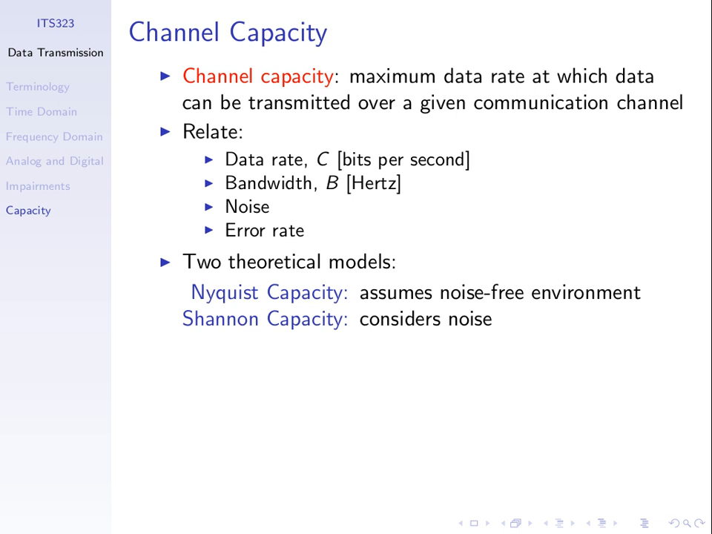So we're going to go through two theoretical models that relate these factors together. They've been developed by different people. Nyquist did some of the original work, Hartley expanded upon that, and Shannon also improved these things. We'll see their names come up later as well. We're going to refer to two theorems: the Nyquist capacity, or the Nyquist equation, and the Shannon capacity, or the Shannon equation. Focusing first on Nyquist.